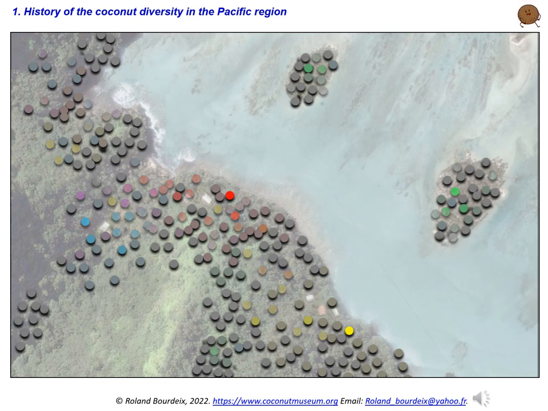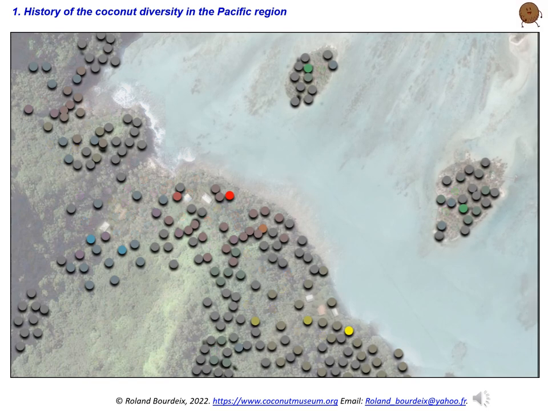Then after the 1930s, copra production gradually lost its economic importance. The number of coconut palms has also gradually decreased. This representation corresponds to the situation at the end of the 20th century.